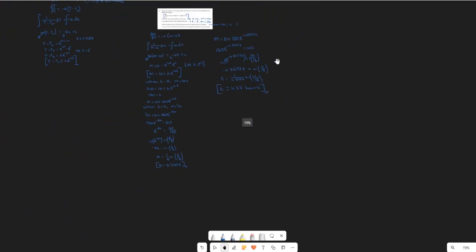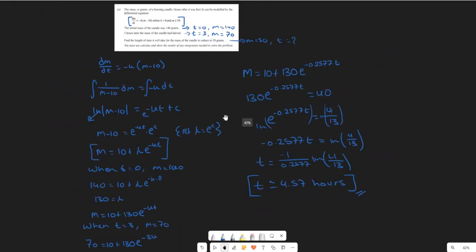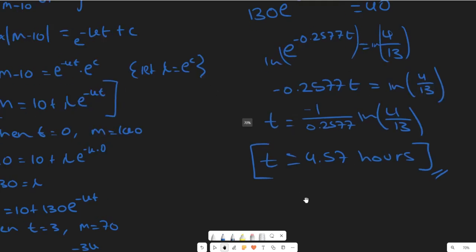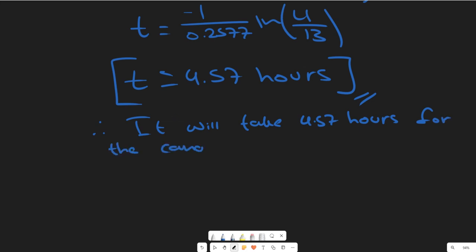And yeah, so that answers the question. The length of time, therefore, we can just write that. Therefore, it will take 4.57 hours for the handle mass to reduce to 50 grams.